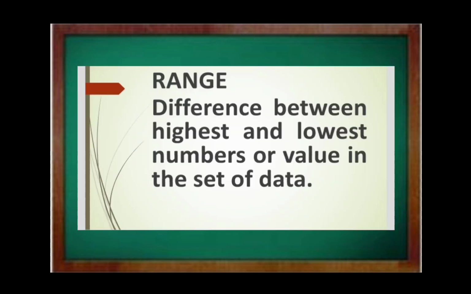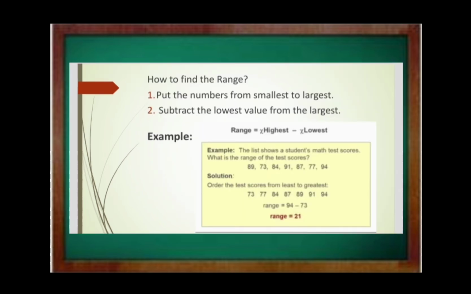Let's start with the range. Range is the difference between the highest and lowest values in the set of data. It is the most straightforward measure of variability to calculate and the simplest to understand. The range of a data set is the difference between the largest and the smallest values in the data set. For example, the list shows a student's math test scores. What is the range of the test scores?